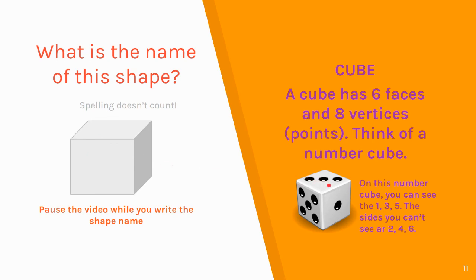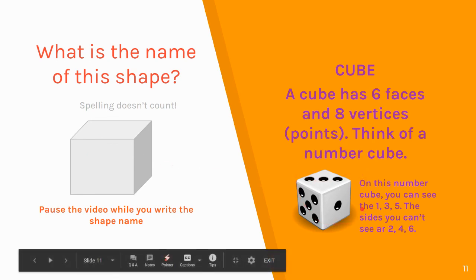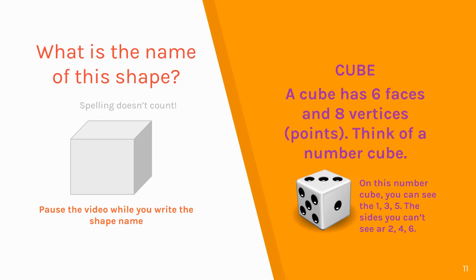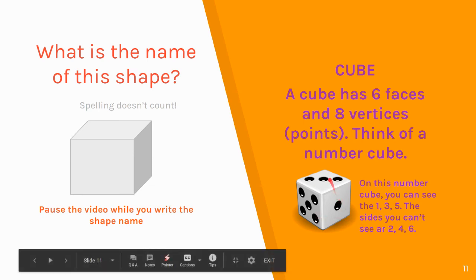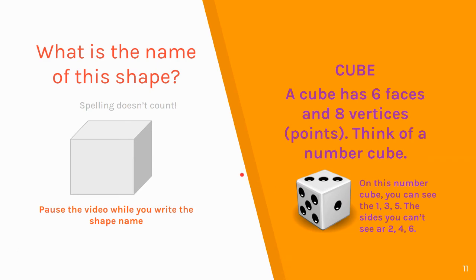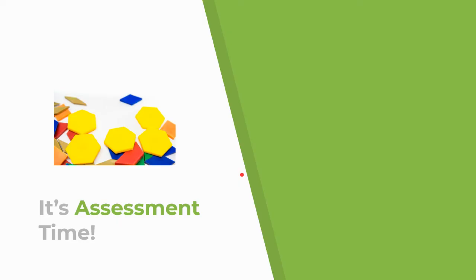Think of a number cube. Do you see this number cube right here? Remember last week, didn't you play a graphing game where you got to spin a number cube? And how many sides did it have on it? 6. On this number cube, you can see the 1, the 3, and the 5, which means the sides you can't see have a 2, a 4, and a 6.